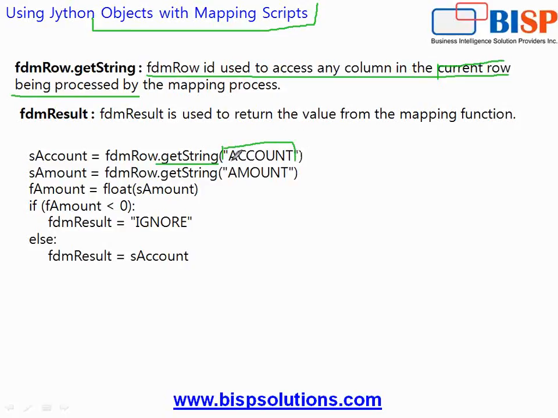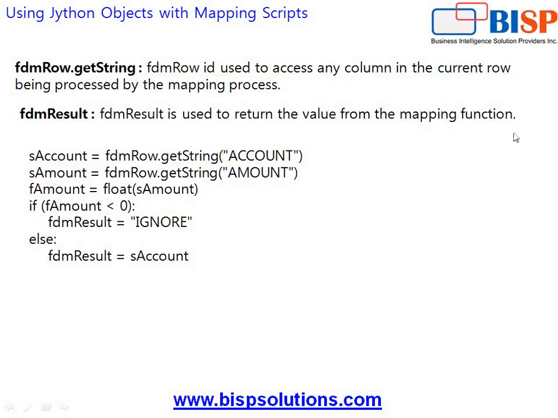For account, the current row is being processed. I'm going to retrieve one by one all the rows from my account dimension. Similarly, I like to read all amounts. So the getString function, fdmRow.getString, reads row by row for the respective account dimension member. In this example, it is account and amount respectively. Then I did a casting over here. I use a float function to cast my amount and store it back to my variable called amount.